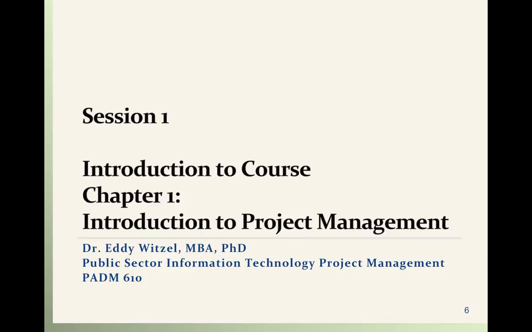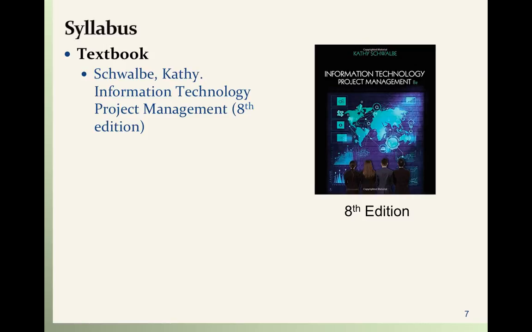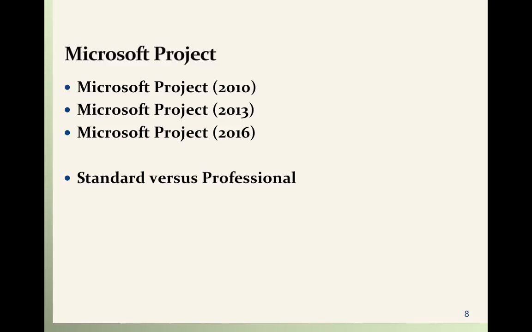So this is the introduction to the course, the syllabus. The textbook is Information Technology Project Management, the 8th edition. It's important to have the 8th edition. There were significant changes between the 7th edition and the 8th edition. You also need the ability to work with Microsoft Project. There's different versions of Microsoft Project, 2010, 2013, 2016. There's also the standard version versus the professional version.